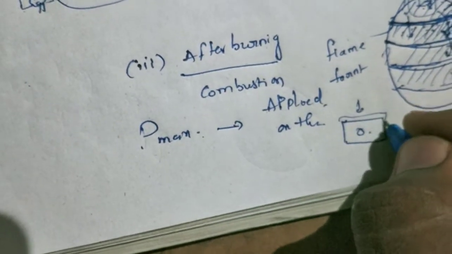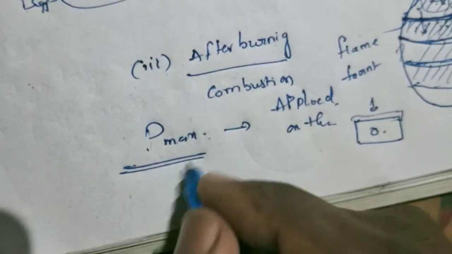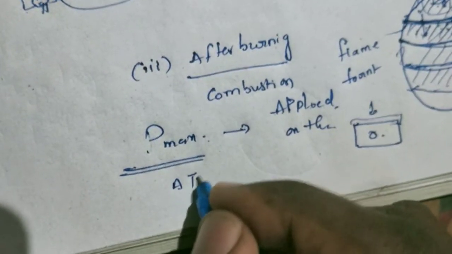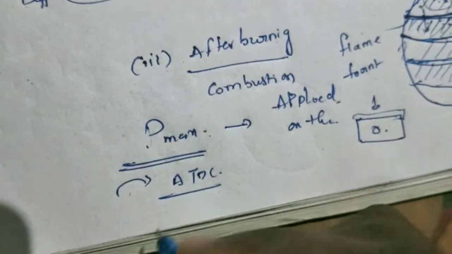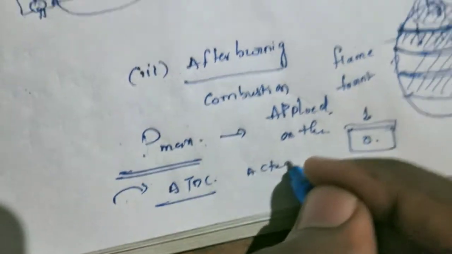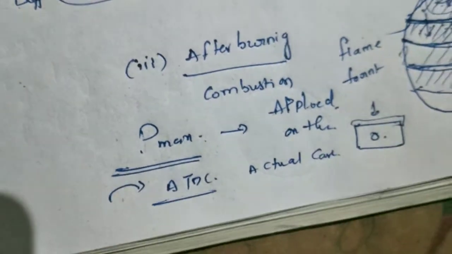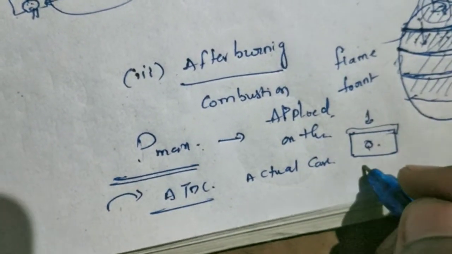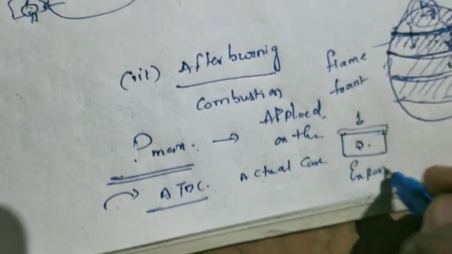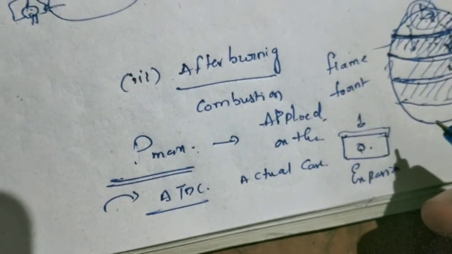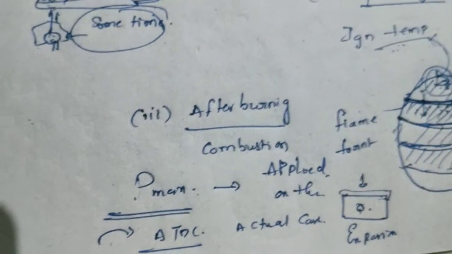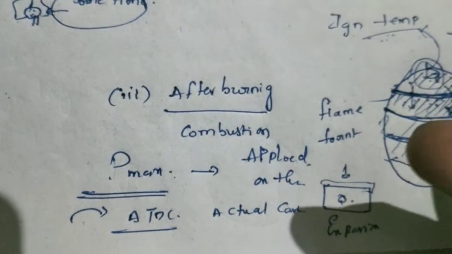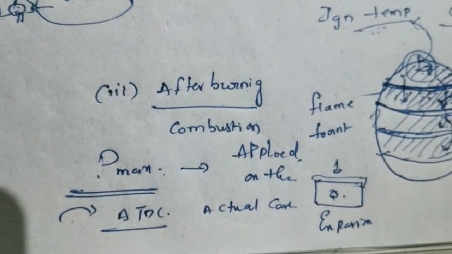top surface. We know that we get P maximum after TDC, when it reaches after TDC in the actual case. It helps to push the piston through the expansion. This is called after burning. After burning, what stages take place inside the cylinder?